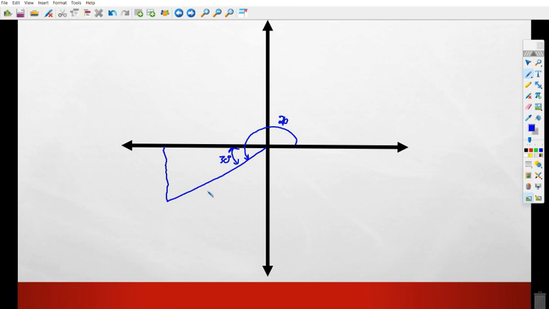Right, so now we're seeing a trend. We're seeing 30 degrees in the first quadrant, and in the second quadrant that 150 degree angle also gave us a 30 degree angle in the triangle. Now we're seeing that the 210 degrees is also giving us a 30 degree angle in the triangle. Let's see if this happens in the fourth quadrant as well.